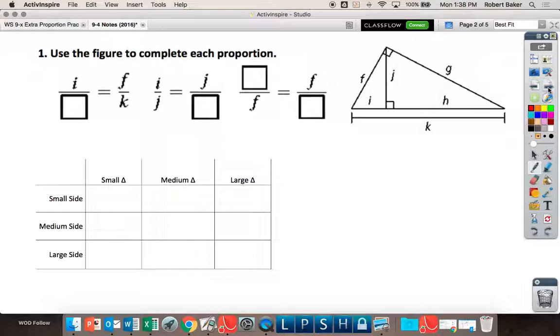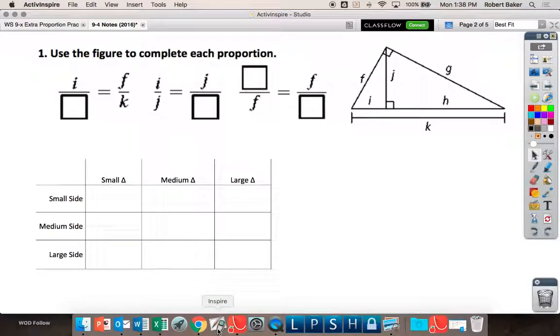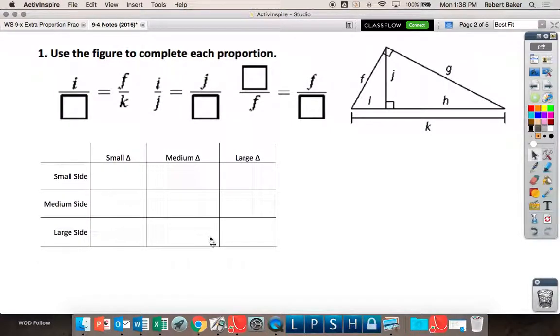So, the first step is to look at the huge diagram of triangles and see if we can identify what the small triangle looks like and what it's labeled. Where it says small triangle, I'm going to draw a triangle like this, okay? Now, look over there at the picture. Where is the small triangle? Is it on the left? Is it on the right? Or is it the big one? This is the small triangle.